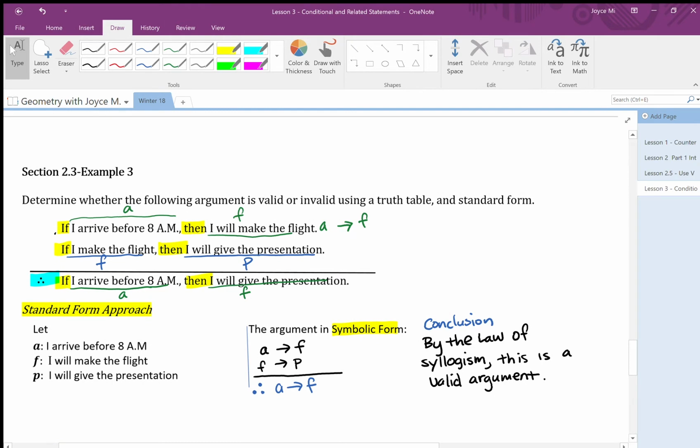Now with the same example, let's use the truth table to come to a conclusion, to see if we still have the same conclusion. We should, because we know this is a valid argument already. So let's do it.